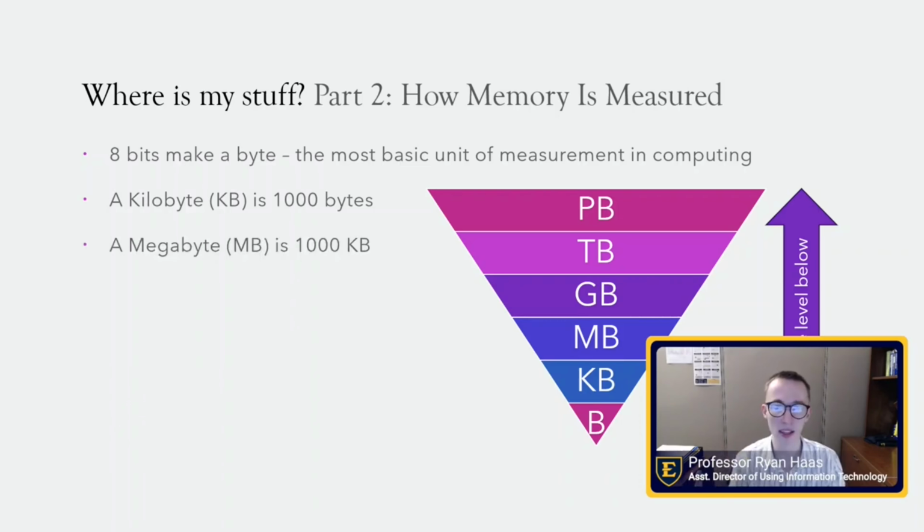A megabyte is 1,000 kilobytes. To give you some perspective on size, a modern high-definition image might be 2 or 3 megabytes. And a gigabyte is 1,000 megabytes. So this might be 100-something images. And then we have a terabyte.